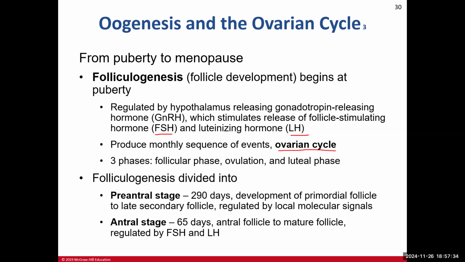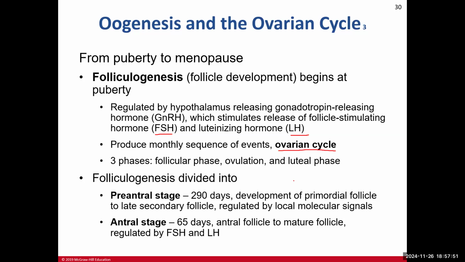Yes, the secondary oocyte is released. Okay, and then we know what happens to that mature or Graafian follicle. What does it transition into? The corpus luteum. So it turns into the corpus luteum, and then it's going to play a role in this whole cycle, which we'll talk about.